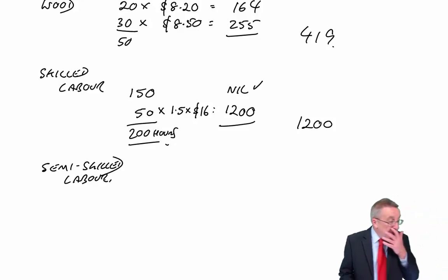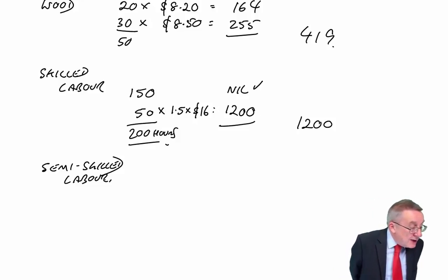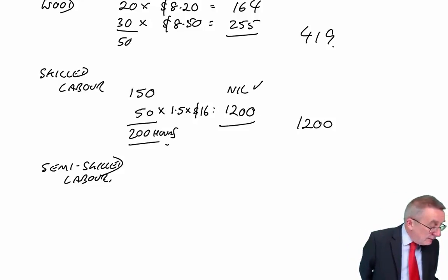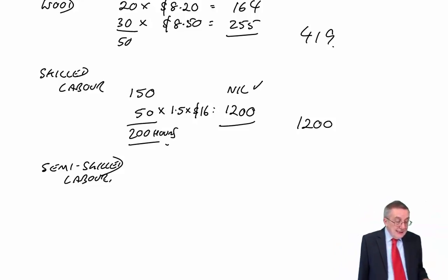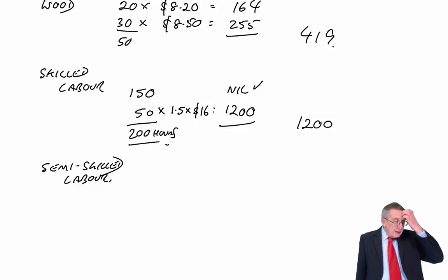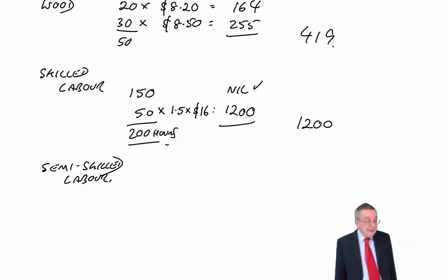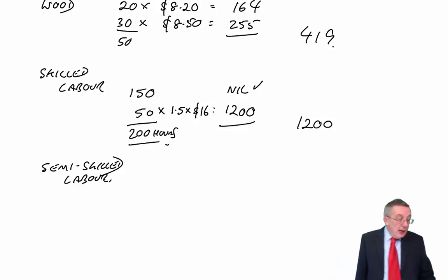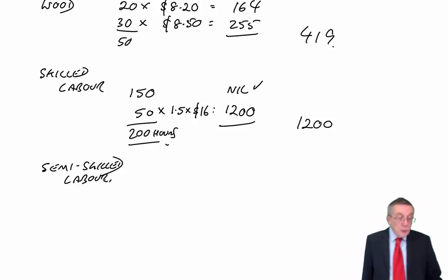Back to the table. The table says 300 hours at $12 an hour, and it's note 4. Is it? Yes, 4. There's no spare capacity for semi-skilled, so there's no idle time. They're currently paid $12 an hour, or time and a half for overtime. However, a local agency can supply semi-skilled workers for $14 an hour.